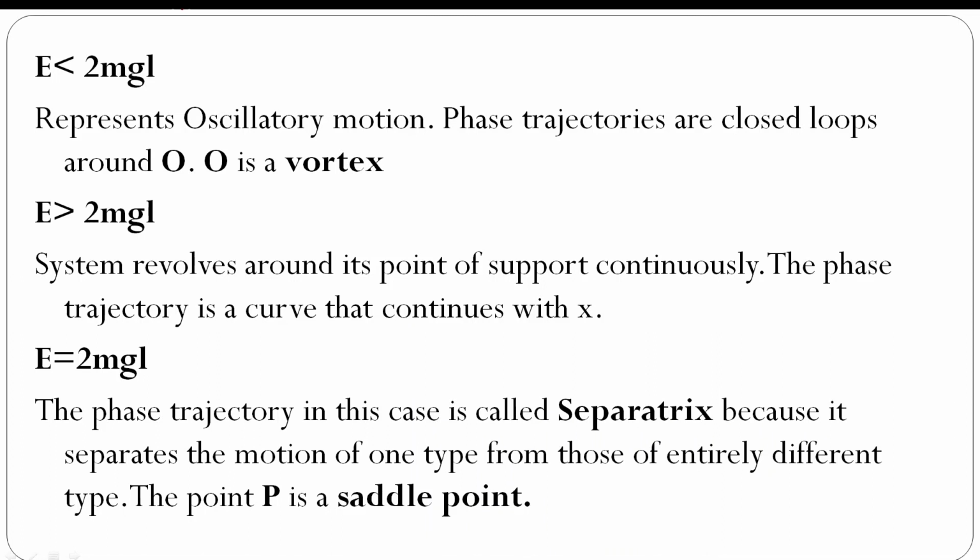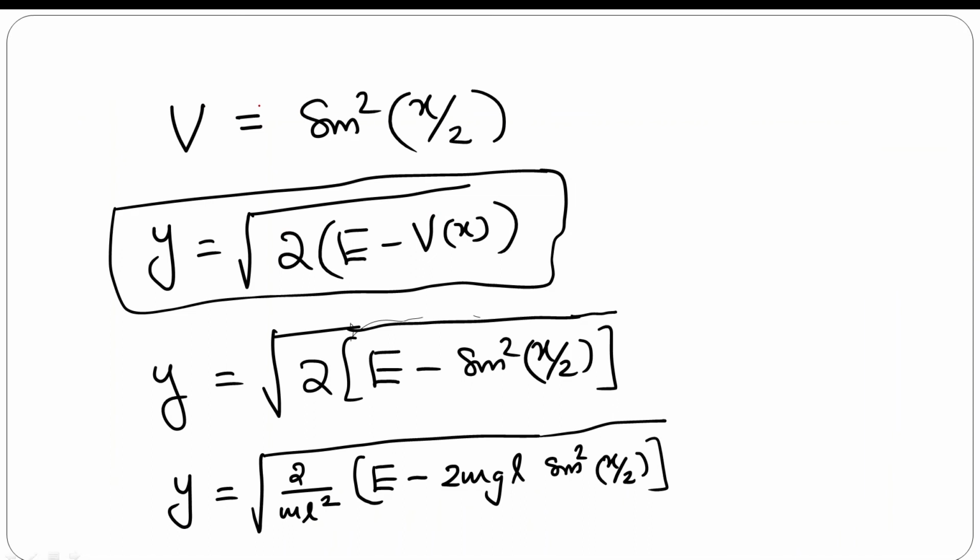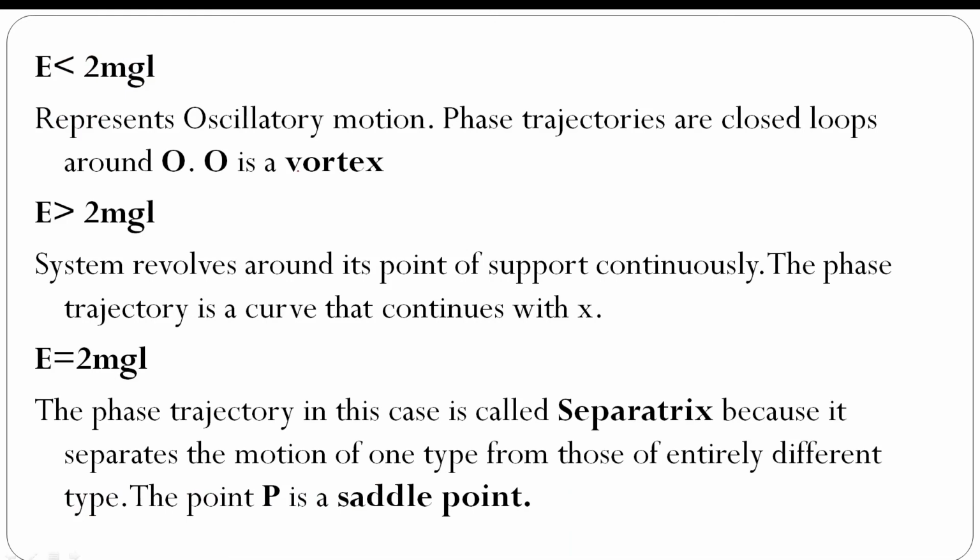Now look at E less than 2 mgl. Let us look at this equation once again: y equal to root of 2 by ml square, E minus 2 mgl sine square x by 2. So for different values of E, for E less than 2 mgl, it represents oscillatory motion. This is the result we are getting from the phase space. Phase trajectories are closed loops around O, and O is a vortex or center.